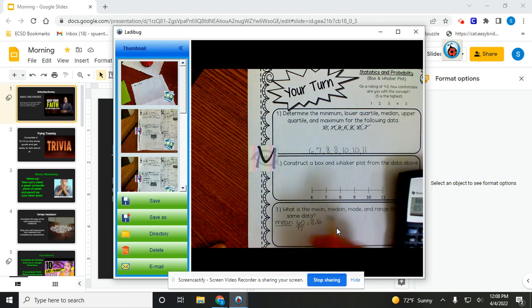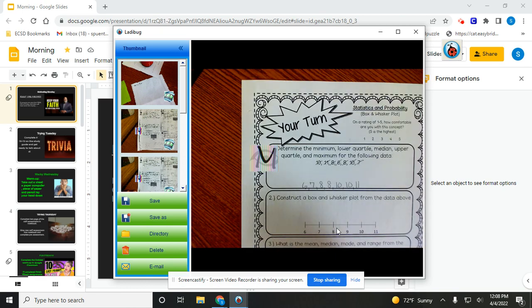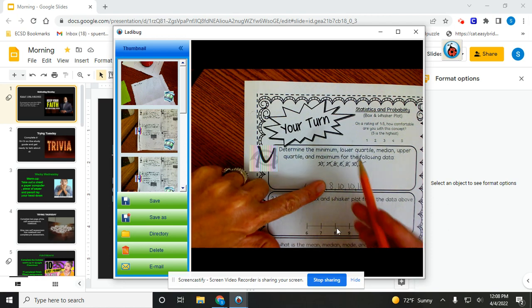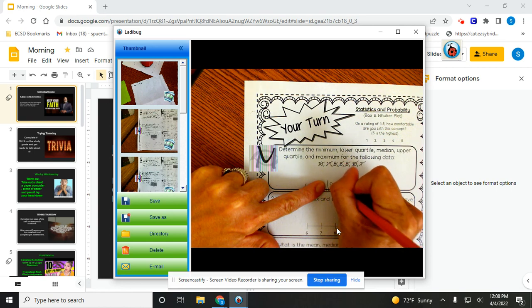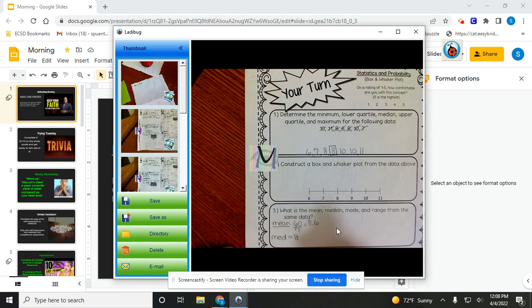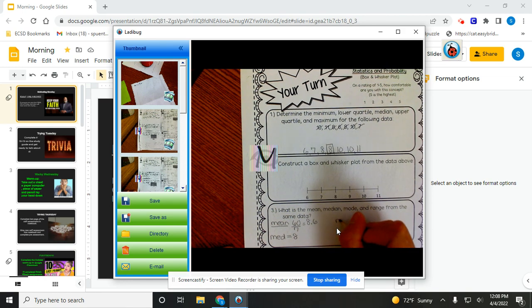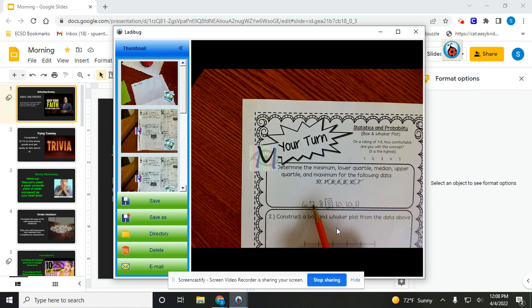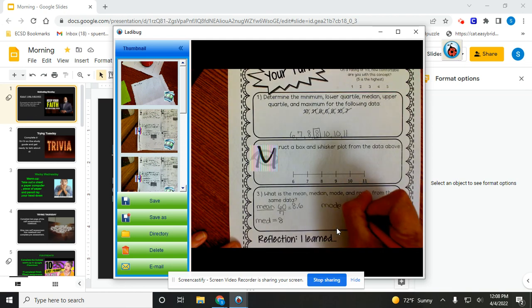Okay? Now our median is our middle. So we're just simply going to cross out 6 and 11, 7 and 10, 8 and 10. So that gives us our middle of 8. Okay? Our mode is our most often seen number. So if we were to look at this, we see that 8 we see 2 times and 10 we see 2 times. So our mode is going to be both 8 and 10.